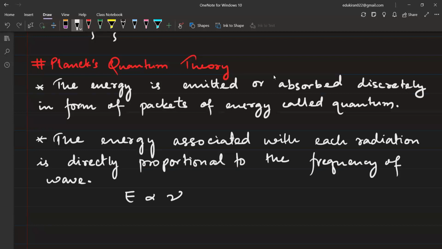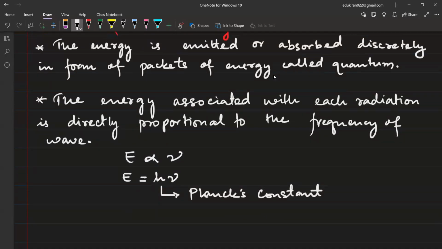E is directly proportional to the frequency of the wave. If you want to remove the proportionality sign, I will put in a constant. E is equal to h nu, and h is known as Planck's constant. Further, we can write E is equal to hc upon lambda. The value of h is 6.626 into 10 to the power minus 34. Please remember, this is joule second, not joule per second, rather joule second.